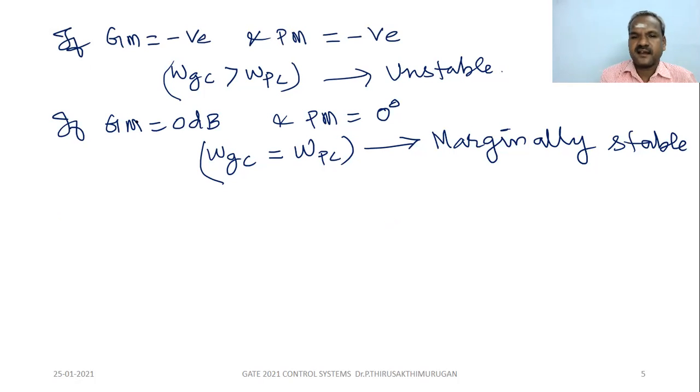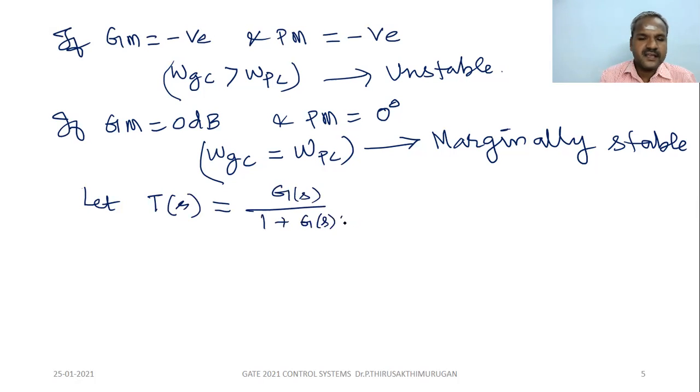Let us consider a closed loop transfer function T of S equal to G of S divided by 1 plus G of S into H of S. Understand? This is the closed loop C of S by R of S, so this is T of S. So what is the frequency response for this system?